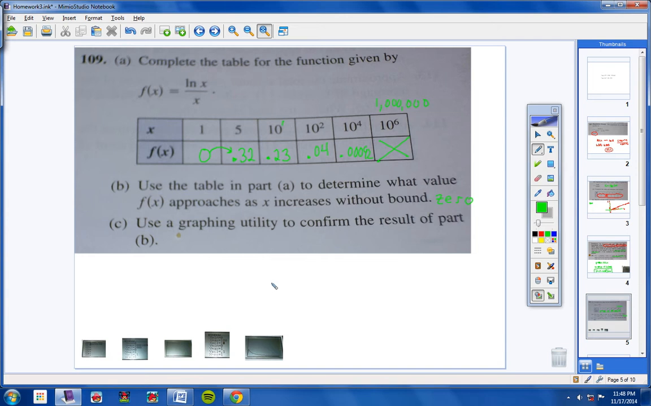Now, use the graphing utility to confirm the result. Okay, here's what I did. Now look, guys, get your graphers out. Okay, first thing you do is you type this into your grapher. Okay, so I would hit the y equals button, and then hit natural log x, close your parentheses, then hit divided by, and then hit x like this. And if you do that correctly, it should look like this.